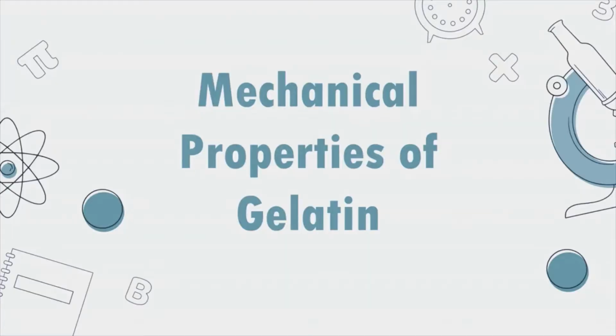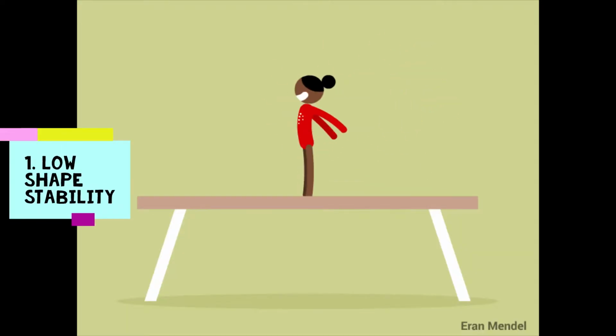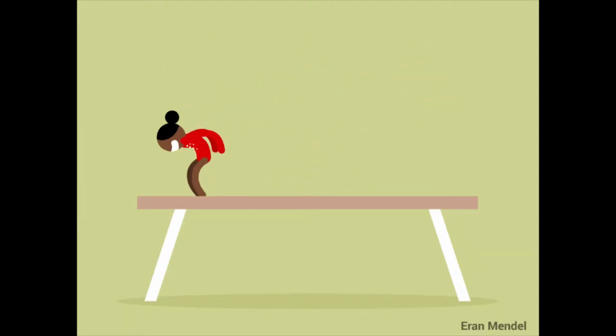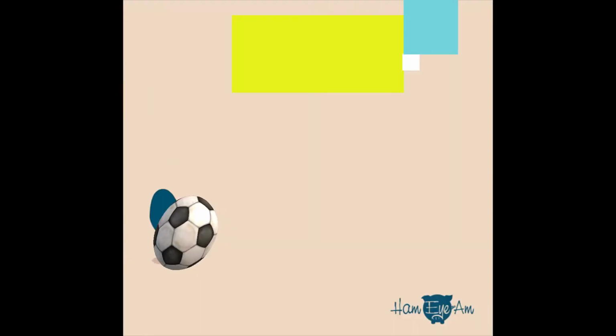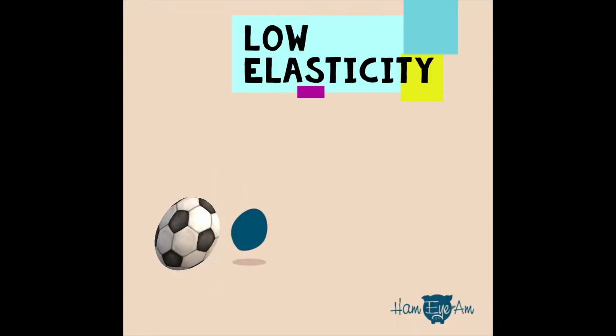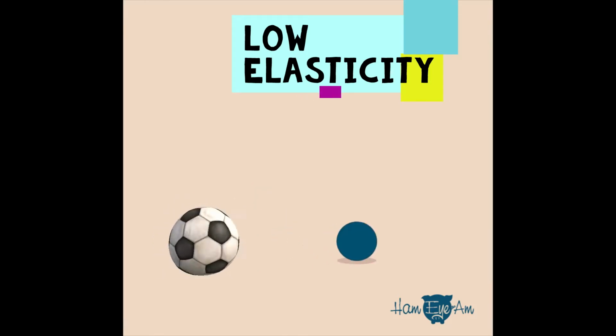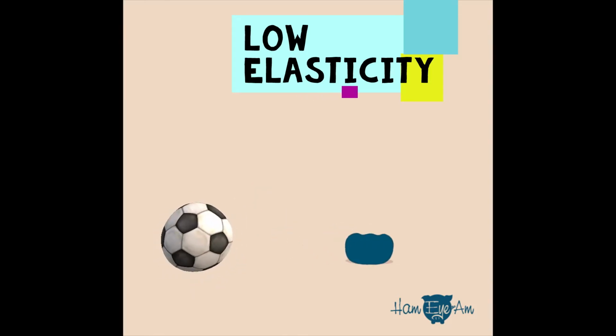Now, let's move on to mechanical properties of gelatin. Through physical view, gelatin has low shape stability. Next, gelatin also has poor mechanical strength. Lastly, gelatin also has low elasticity, which significantly limits its biomedical applications at physiological temperature.